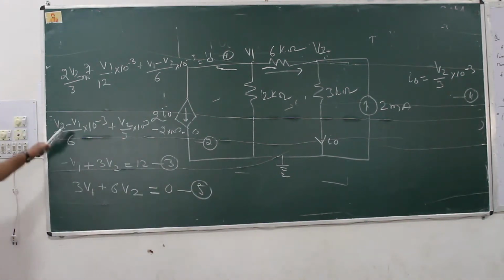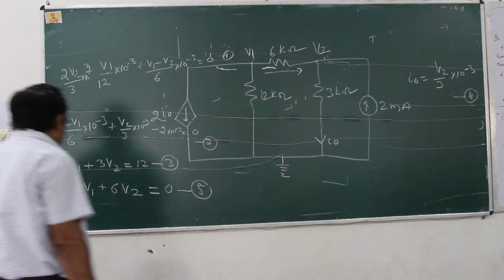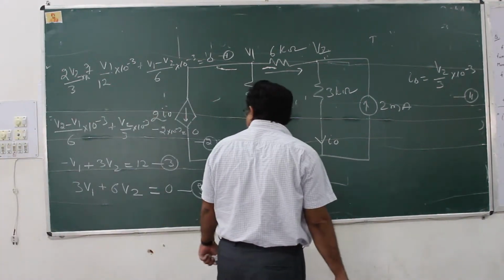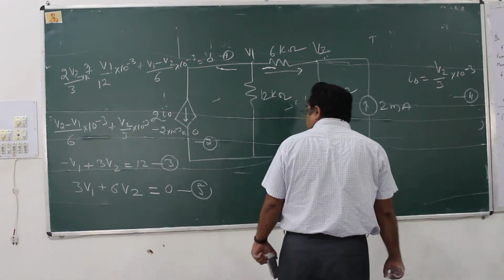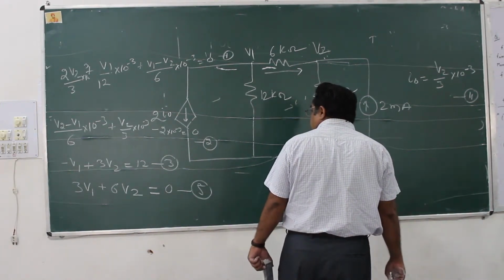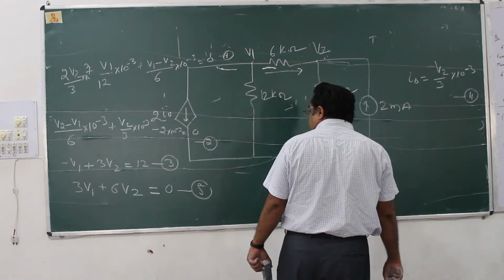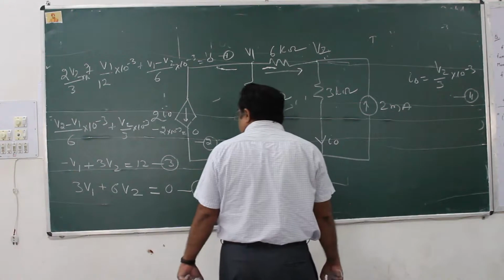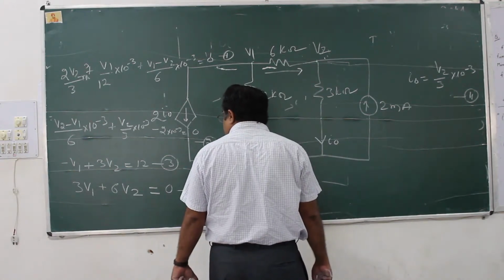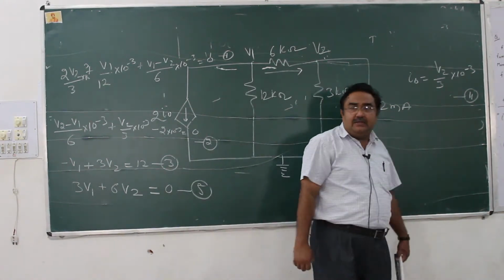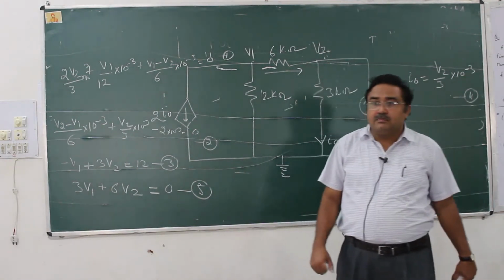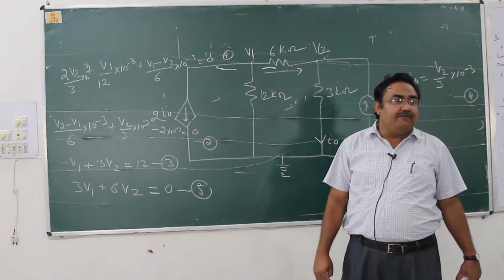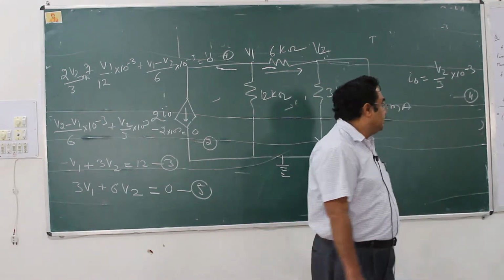Now I have to solve these two equations, equation number 3 and equation number 5. Okay, so how much will I get? I think 36 by 15. V2 comes out to be 36 by 15. Or what else?